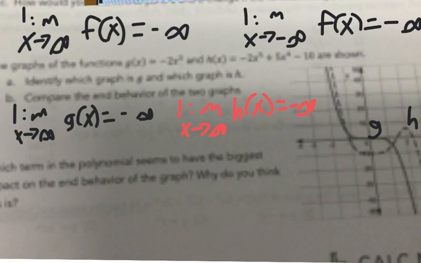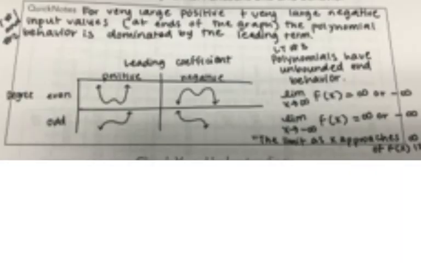And then 5, which term in the polynomial seems to have the biggest impact on the end behavior, and why do you think this? Polynomial functions are dominated by their leading term. What that means is the term with the highest power. The first term has the highest exponent, so when x's get really, really large, it overpowers the rest of them. So that's kind of what they're wanting there on 5. So here are the quick notes that you can copy down.